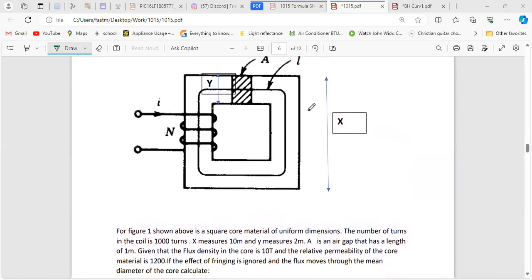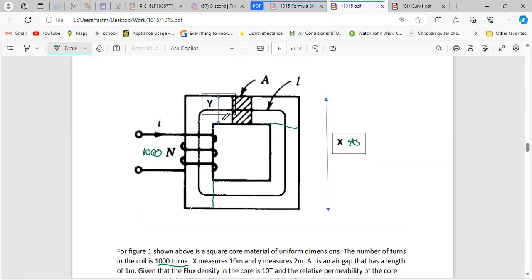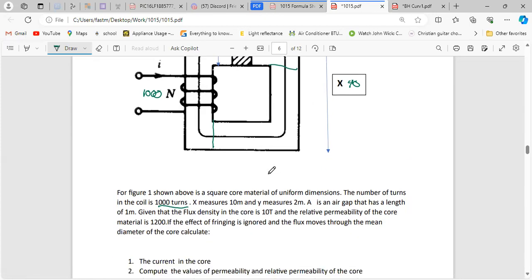So let's go through this here. We have figure one. The top is a square core of uniform dimension, meaning it's all the same. The number of turns is 1,000, so that's something to keep in mind. x measures 10 meters, so if you go back, this here is 10. And then they said y is 2, so y here is 2. Going good.